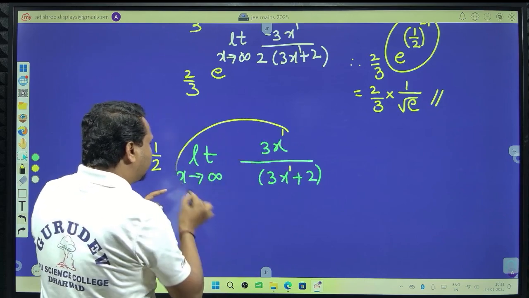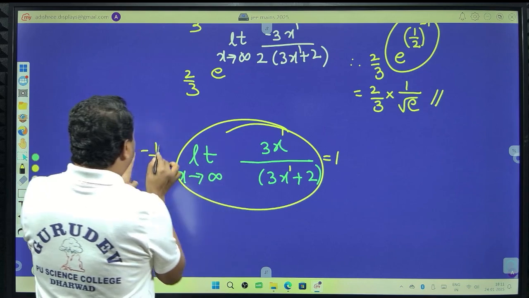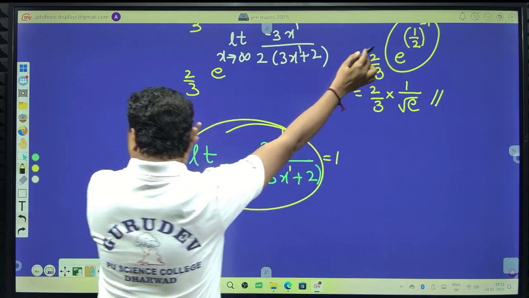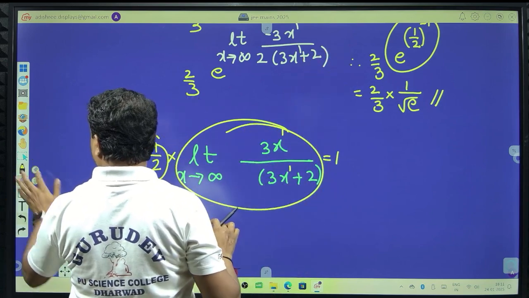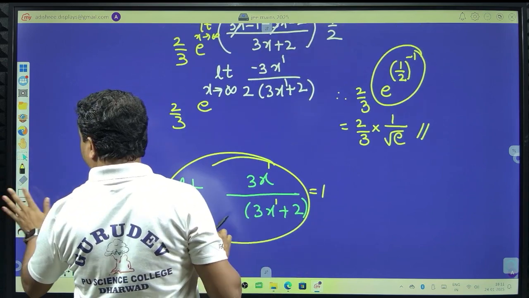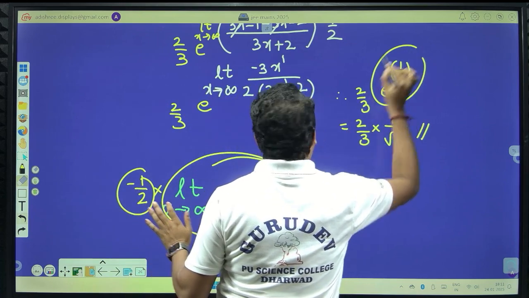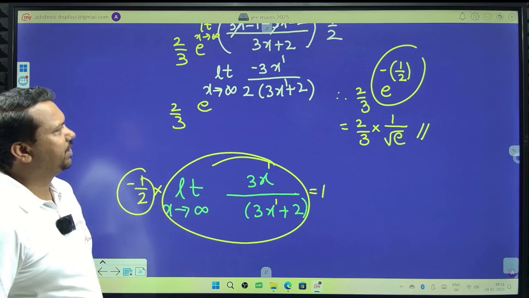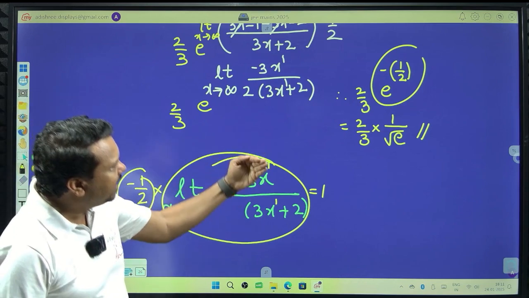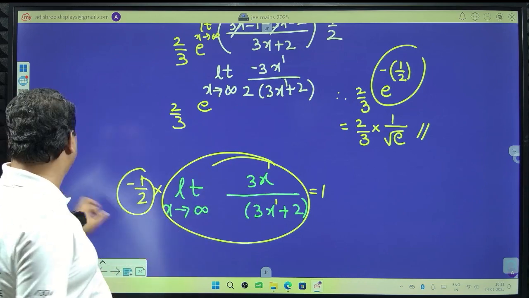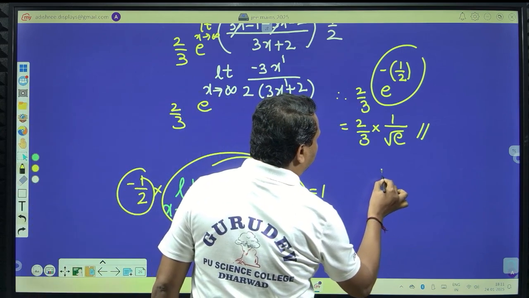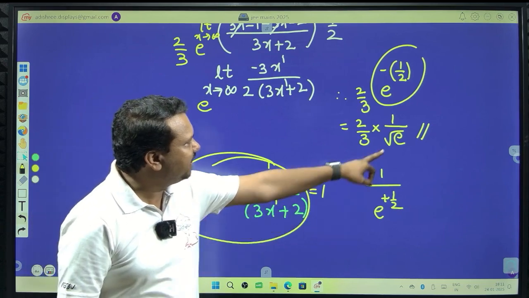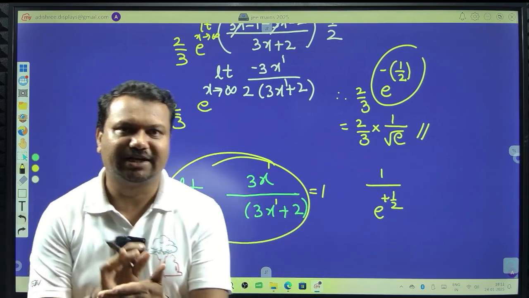1. Therefore, this total answer is equal to 1. So minus 1 by 2 into 1 should be equal to minus 1 by 2. Here also I wrote 1 by 2 to the power, it should be corrected. It should be minus 1 by 2. Clear? So that will become 1 divided by e to the power plus 1 by 2, isn't it? If you take this function, it will become 1 divided by e to the power plus 1 by 2. So what is that value? e to the power plus 1 by 2 is nothing but root e. Please kindly correct that mistake.